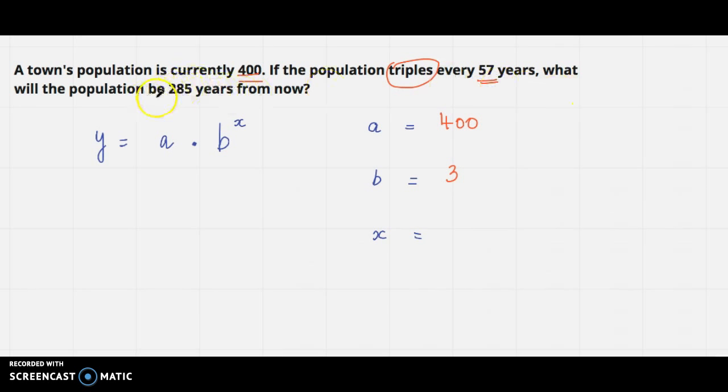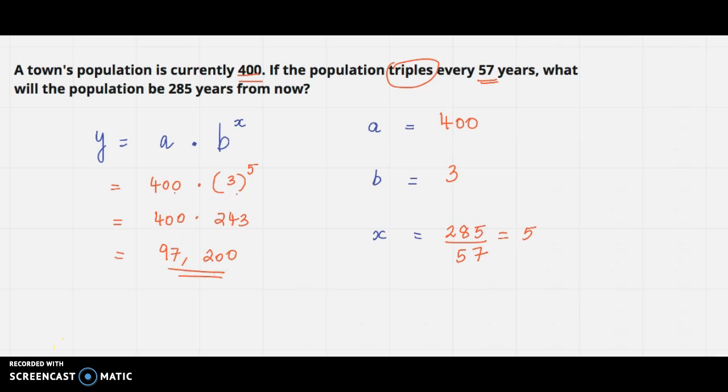The question is asking what will be the population if we have 285 years, correct? So you have to see how many 57s are there in 285. For that, you have to divide them. When you divide 285 by 57, you get the answer as 5. So you plug in the values. A is 400, B is 3, X is 5, and you multiply them. Here 3 to the power of 5 will become 243. When you multiply 243 times 400, you're going to get 97,200. Just plug it into your calculator and get your answer.